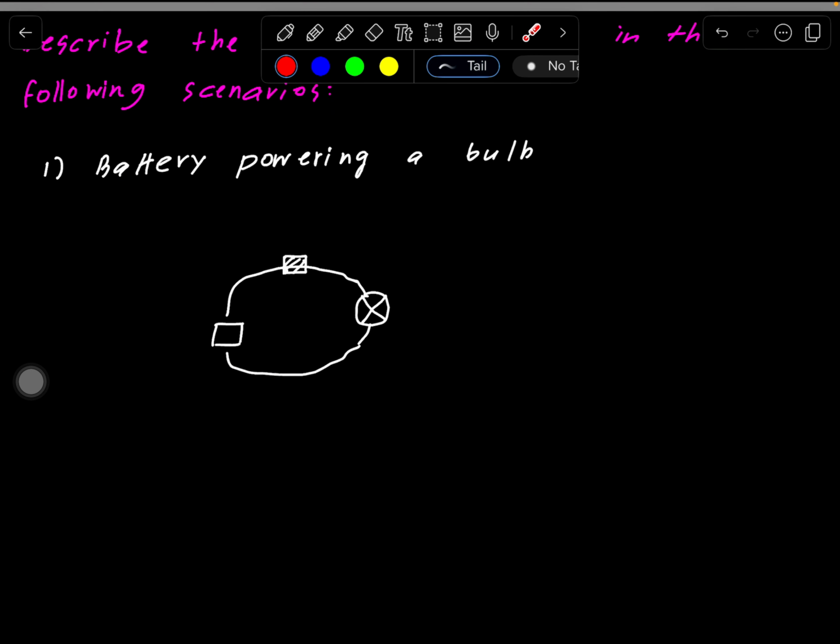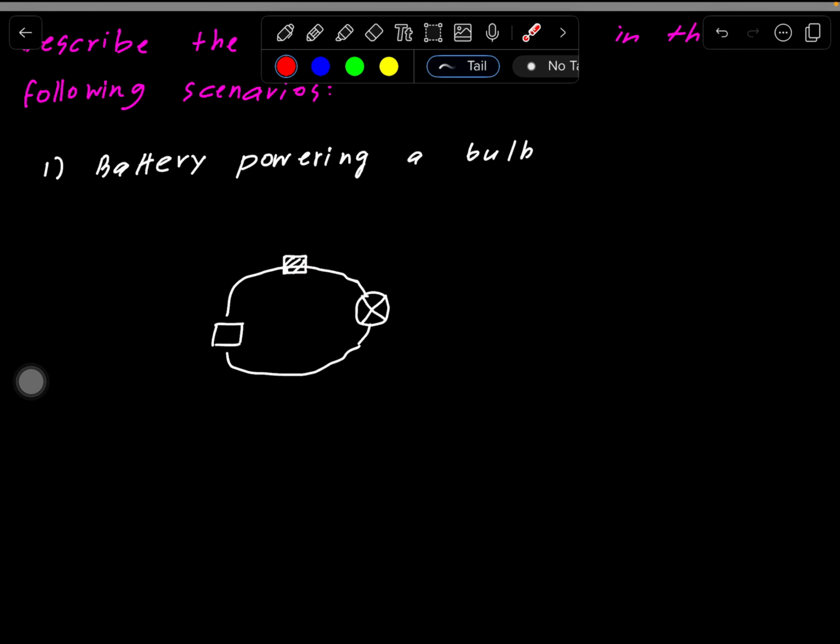For a battery powering a bulb, our system is the battery and the bulb. Okay? So the energy is transferred from the battery to the bulb. In the battery, we have chemical reactions being carried out, and those chemical reactions have chemical energy. And in the bulb, you have heat dissipating from the bulb or light dissipating from the bulb, okay? So when the circuit is closed, the bulb lights up, okay? And so energy is transferred to the thermal store of the bulb.